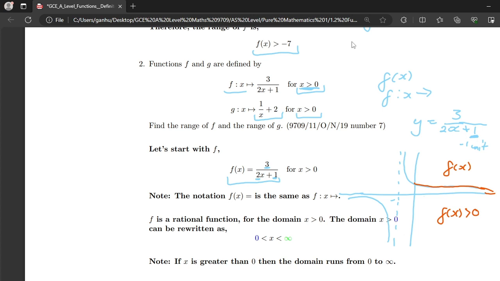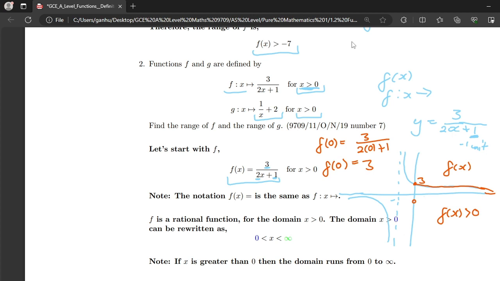And then we need to find what y is when x is 0. So we need to find this value, and to do that we can simply substitute x with 0 in f of x. So that will be f of 0 is equal to 3 over 2 times 0 plus 1. This gives us f of 0 is equal to 3. So here we know that it's 3.